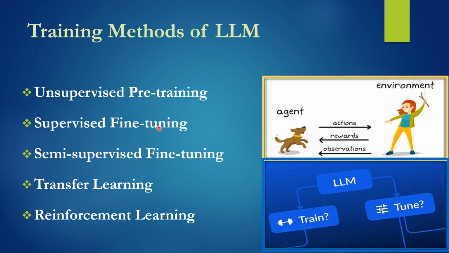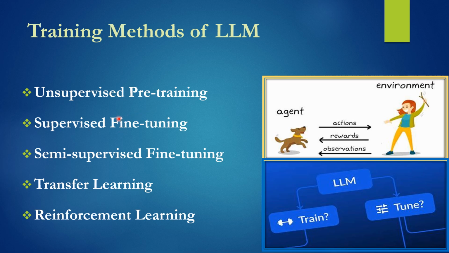For example, we can use a pre-trained transformer model like GPT, the Generative Pre-trained Transformer, which can be fine-tuned for a specific task such as question answering by training it on a labeled dataset of questions and corresponding answers. So the example for unsupervised was BERT. For the supervised, it was GPT.